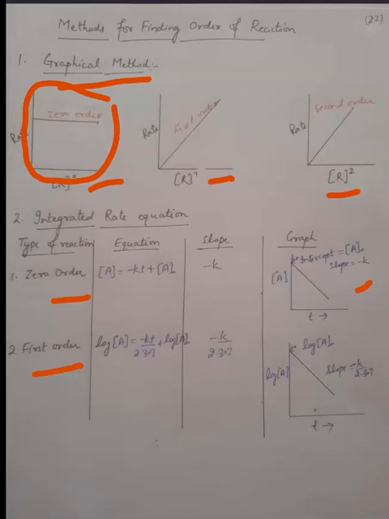If the graph will be like this, then the reaction will be of zero order. Next, for first order, log A is equal to minus KT upon 2.303 plus log A naught. Slope will be minus K upon 2.303. If we plot the graph and graph will be like this, then reaction will be of first order.